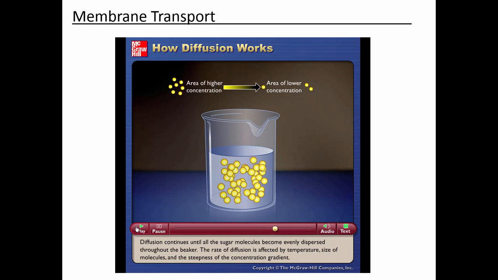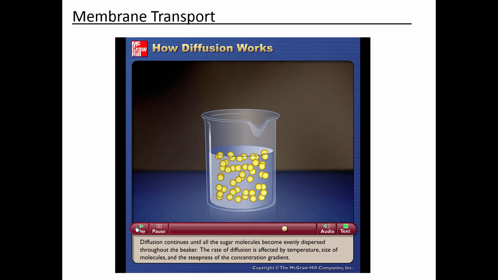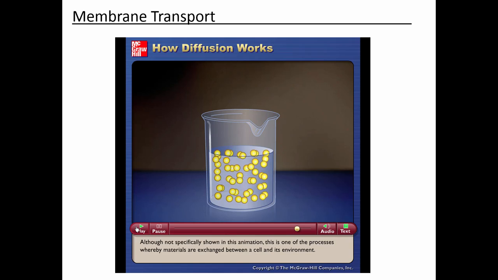Diffusion continues until all the sugar molecules become evenly dispersed throughout the beaker. The rate of diffusion is affected by temperature, size of molecules, and the steepness of the concentration gradient. Although not specifically shown in this animation, this is one of the processes whereby materials are exchanged between a cell and its environment.